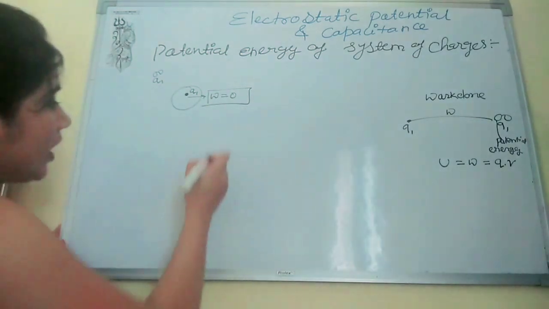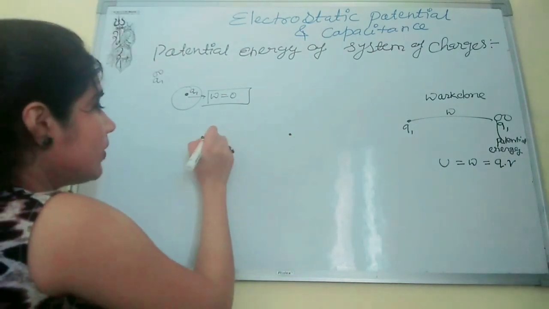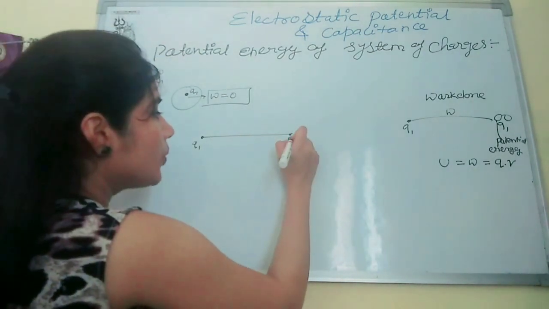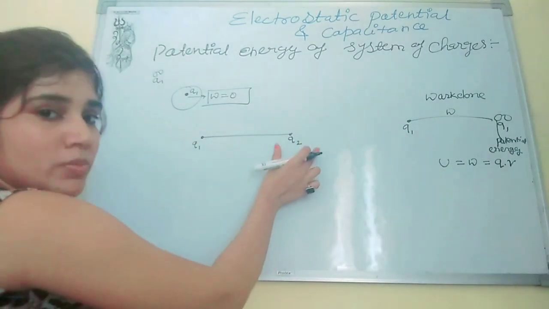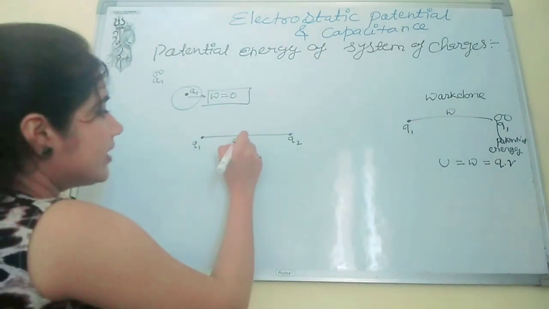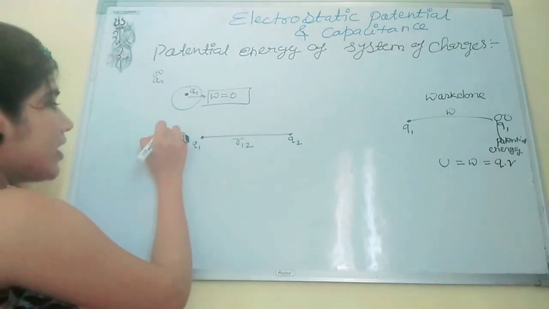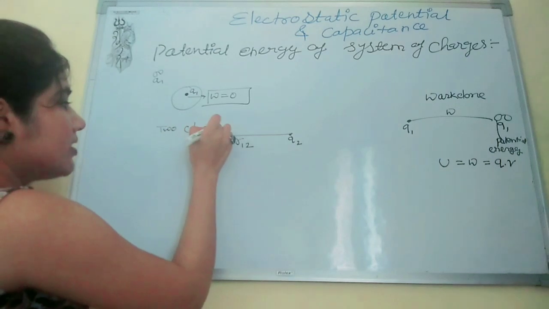Now there are two points. One is Q1 and this is Q2. The Q2 charge is placed here, which we have brought from infinity to this point, and the distance between the charges is R12. This is for two charges. Two charges are placed in the region.